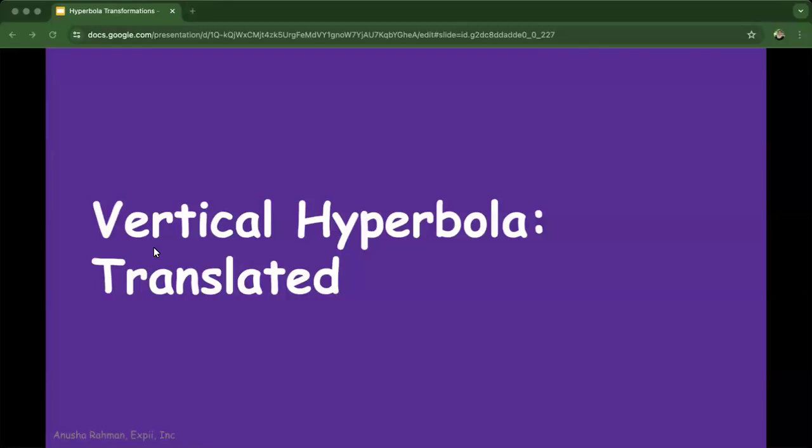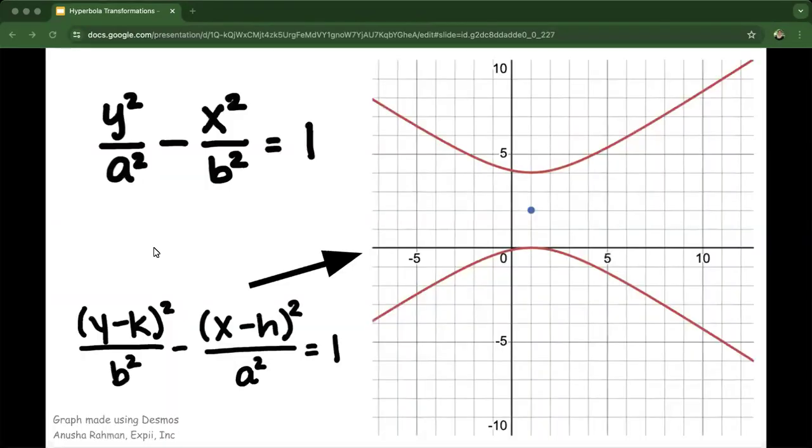Next up, we have the vertical hyperbola translated. The top equation is the standard form of a vertical hyperbola, not translated. The second equation is the standard equation for a vertical hyperbola with its center translated. So (y minus k) squared over b squared minus (x minus h) squared over a squared equals 1. This equation is translated horizontally by h units and vertically by k units. The graph shown is a vertical hyperbola translated.